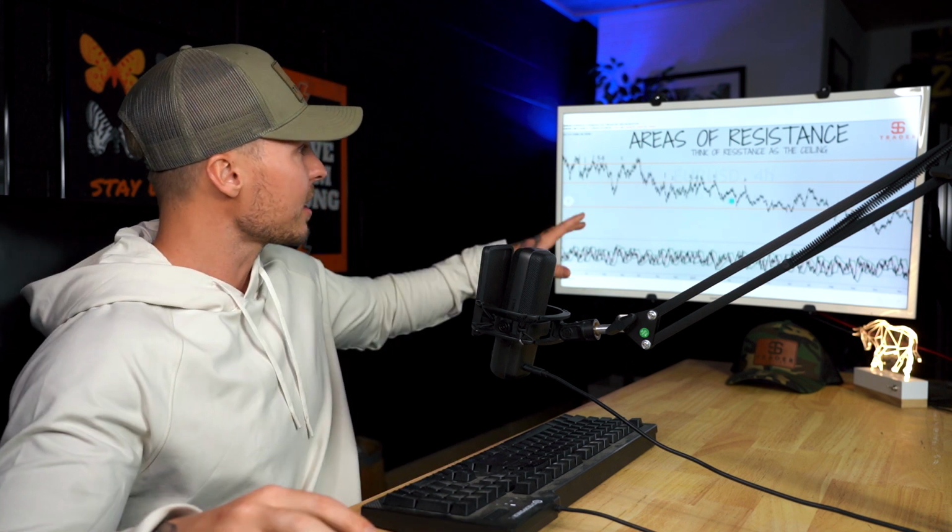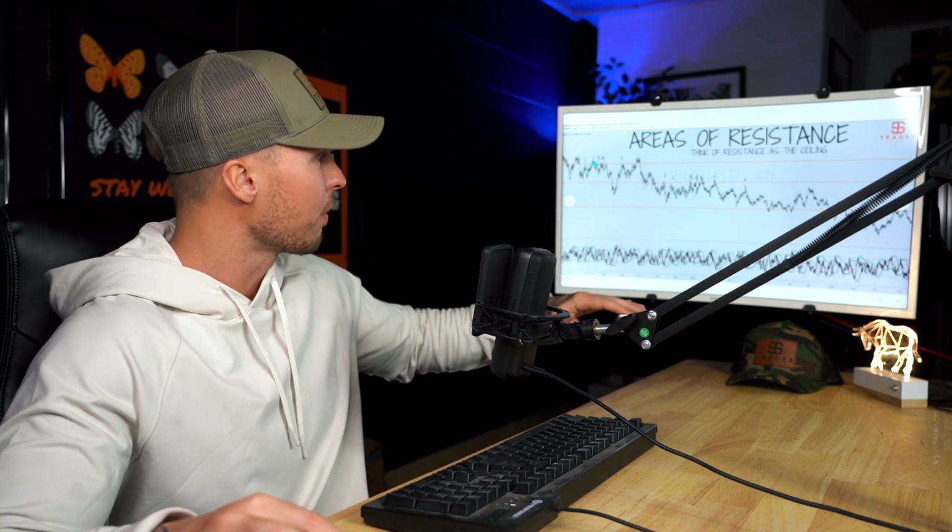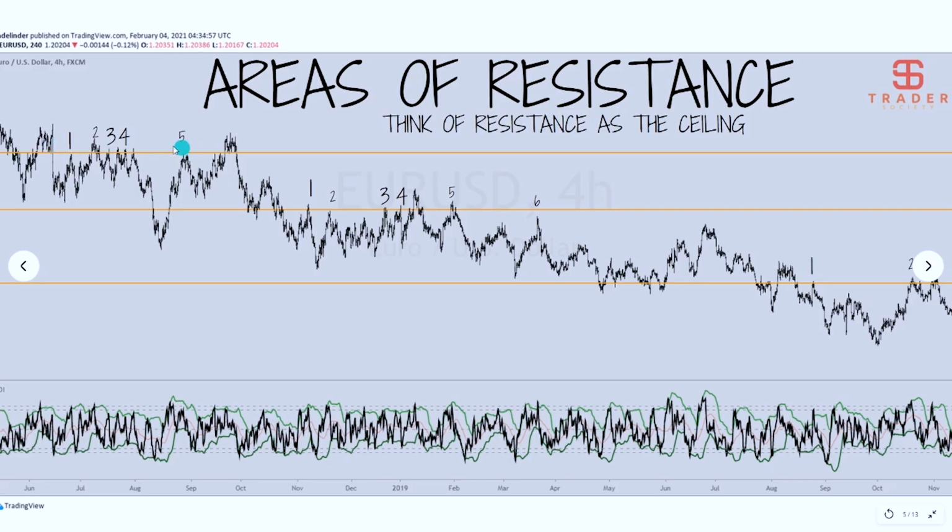Now when I'm talking about resistance, I'm talking about the ceiling. So support is the floor, the resistance is the ceiling. So as you can see here, this is an area of resistance. We have 5 touches throughout this whole area before it finally rejects and continues down to a support level. So we have a support level in here. And what this was trying to do was trying to break this area of support, which it finally did right in here.